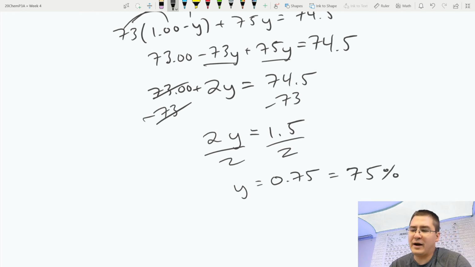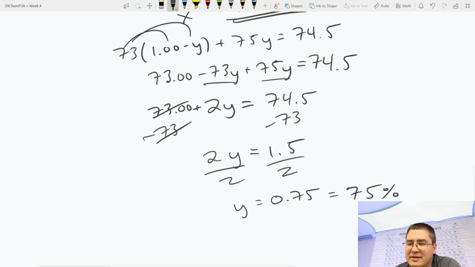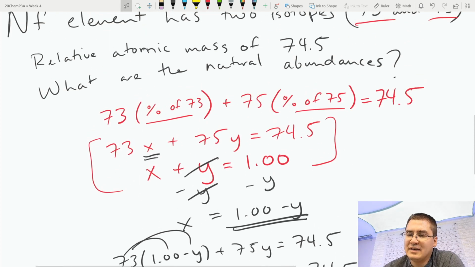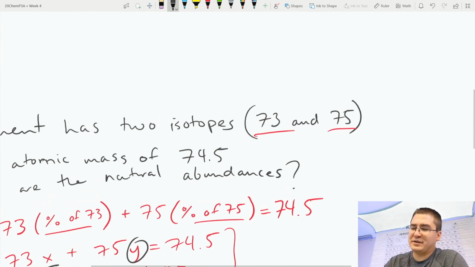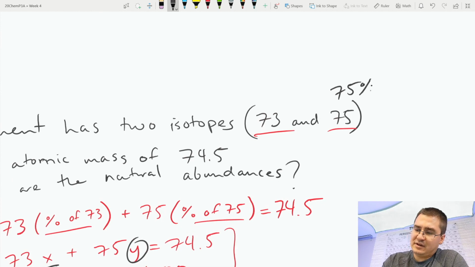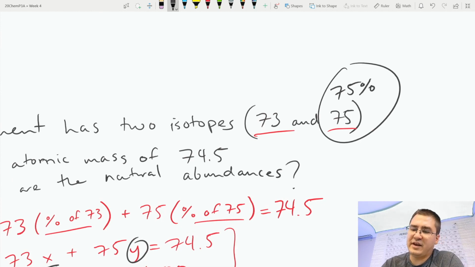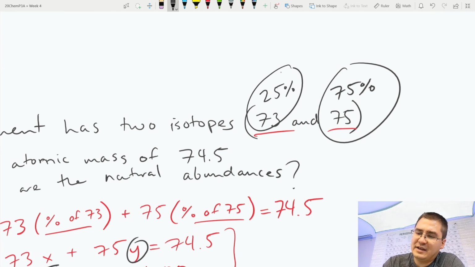Or, if y is 75%, that tells us the percent of 75 would be 75%. Okay, that's coincidental. And then we know that the leftover 25% has to be isotope 73. So that's one way algebraically to solve that type of problem.